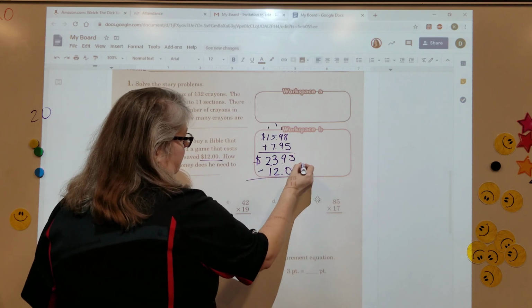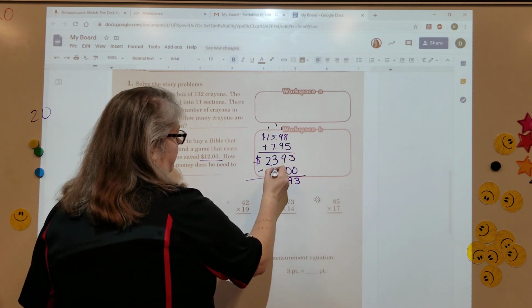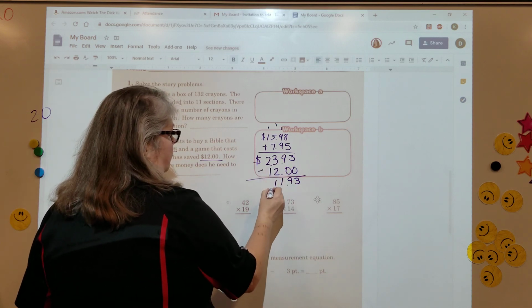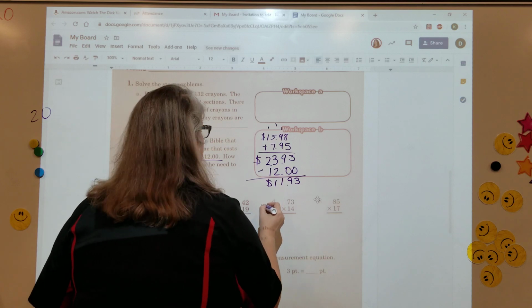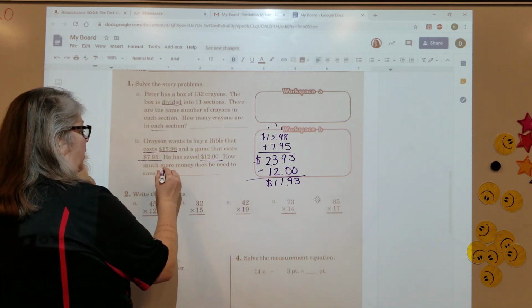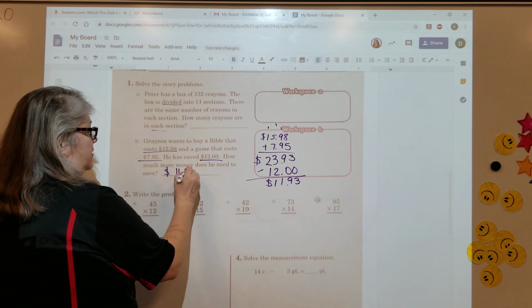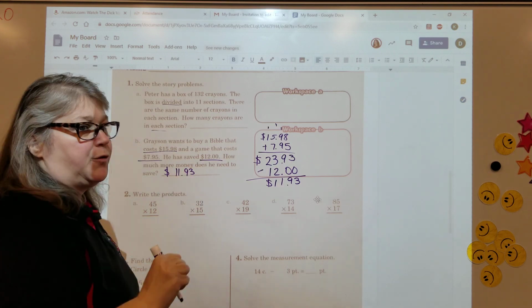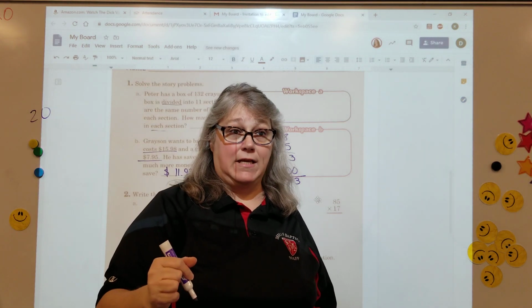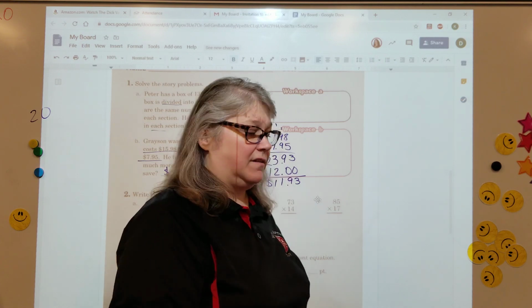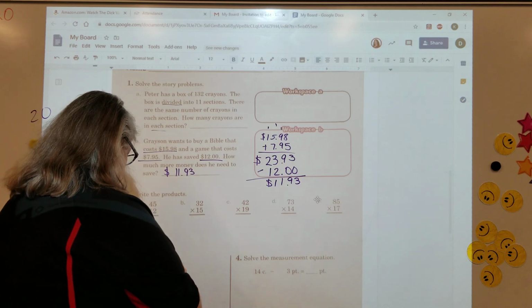So 93 minus 0, 0 is just going to still be 93. 3 minus 2 is 1. 2 minus 1 is 1. This is how much he still needs. So your label doesn't need to go behind it because you already have your label here, $11. Don't forget your decimal point. There's a big difference between $11.93 and $1,193. That's a lot. So make sure you get that decimal in there.